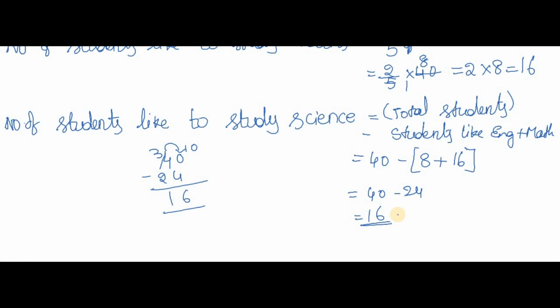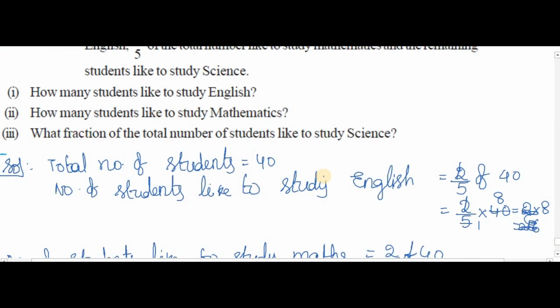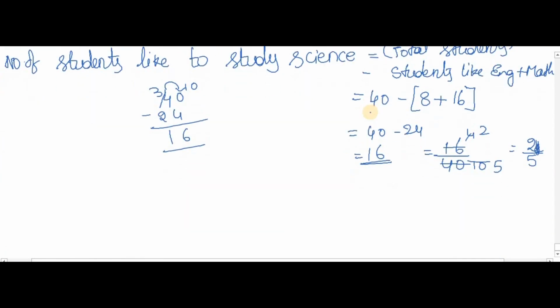So he is asking this in the form of a fraction. We can write this as the fraction 16 by 40. 4 4s are 16, 4 10s are 40, 2 2s are 4, 2 5s are 10. So 2/5 of the students like to study science. What fraction of the total students like to study science? 2/5.